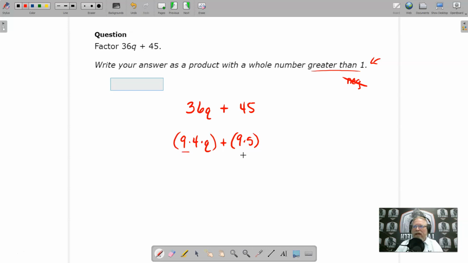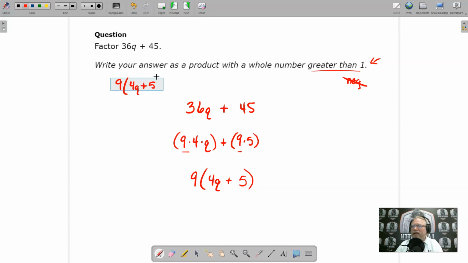Now, so what can we take out of both of these? Well, we can take out the 9, right? So let's go ahead and pull out the 9. And then let's go ahead and put what we have left over. Here we have 4Q. And add that to, what do we have left over here? The 5. Now, we want to double check. 4 and 5, do they share any common factors other than 1? No, they don't. So we probably simplified this as far as possible. So our answer is going to be 9 times the quantity of 4Q plus 5.